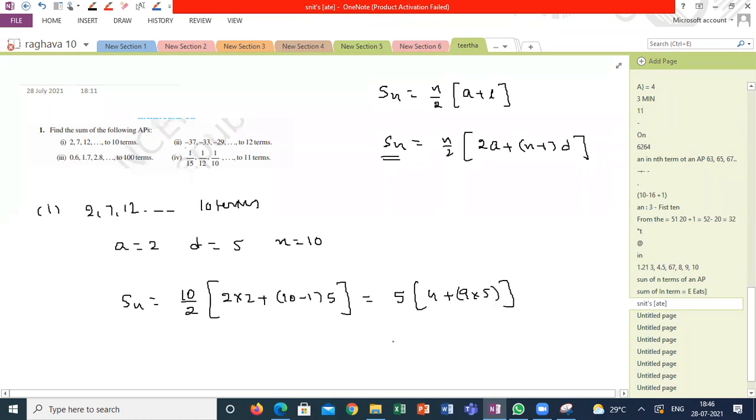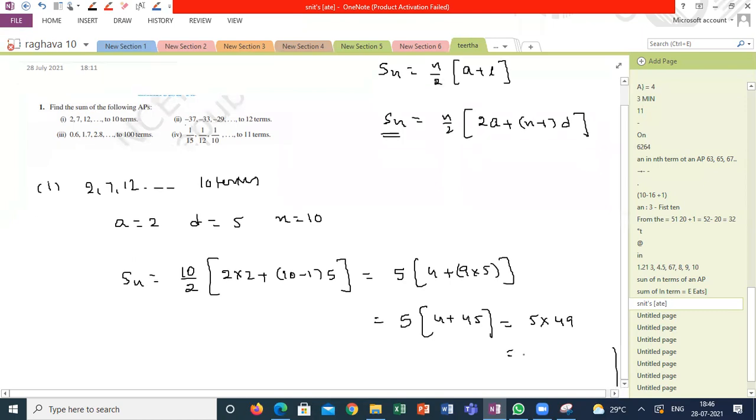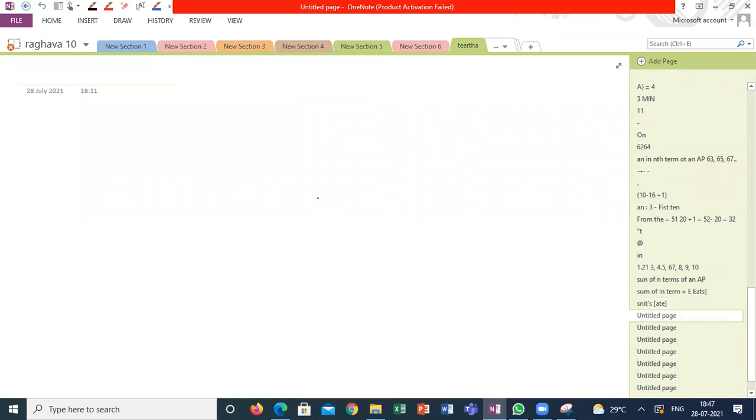What is the answer, guys? 5 into (4 plus 45). 5 into 49. What is the final answer? Please. What is the answer, guys? So 245. 245. Simple. Can you solve the remaining 3 questions? Everyone? Can you solve the remaining 3 questions?